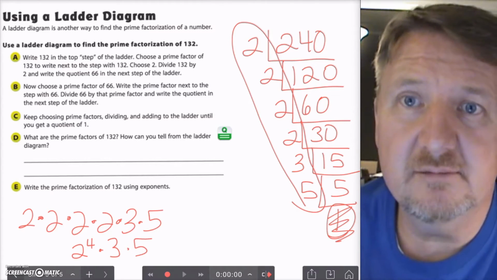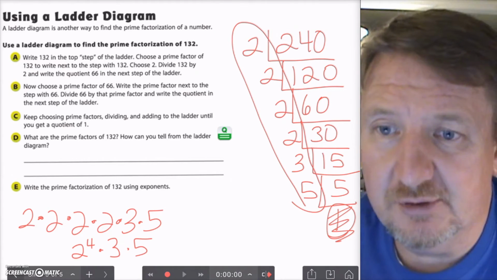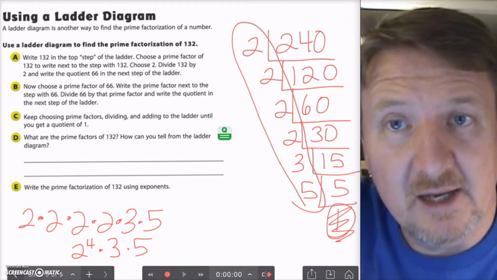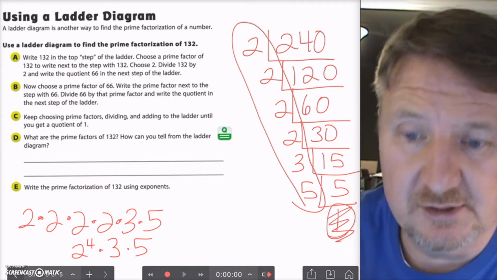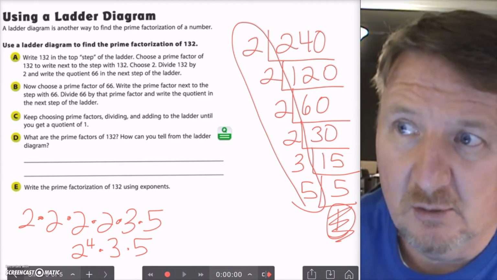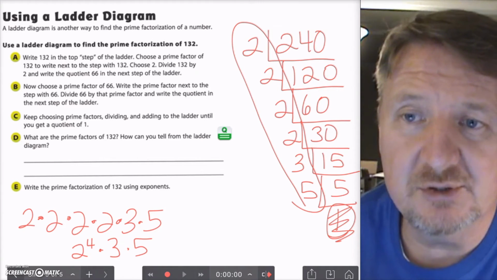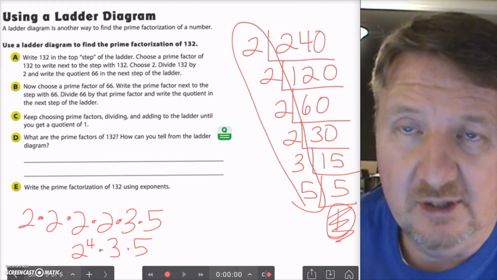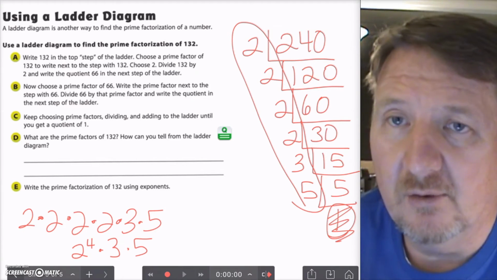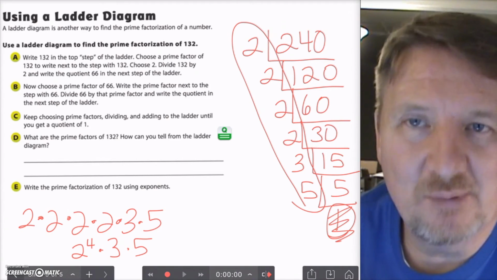You have two different diagrams that you can use, a factor tree or this ladder diagram, to help you do prime factorization. Once again, with prime factorization, you always want to start with your smallest number, and usually 2 or 3 or 5 or 7, something that's prime that you can use.